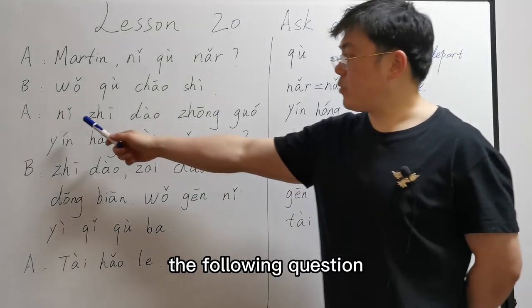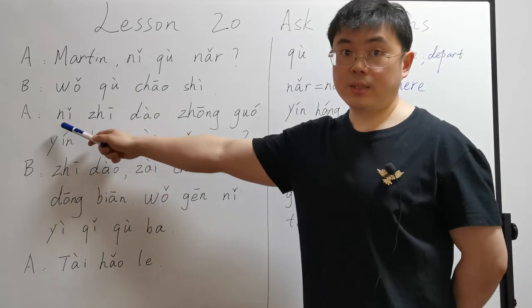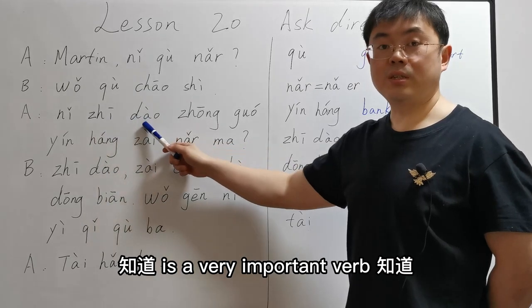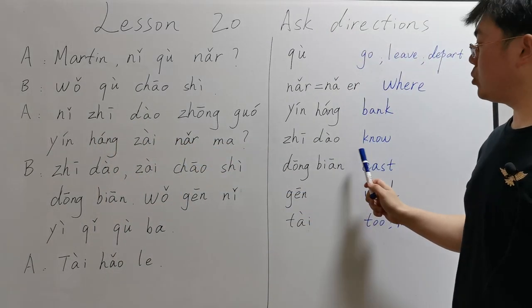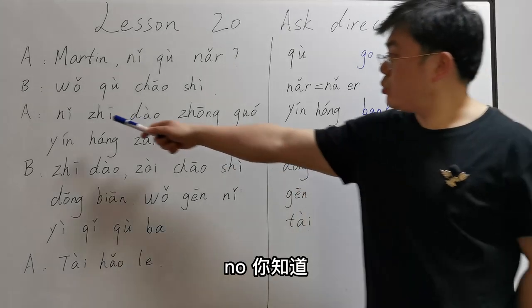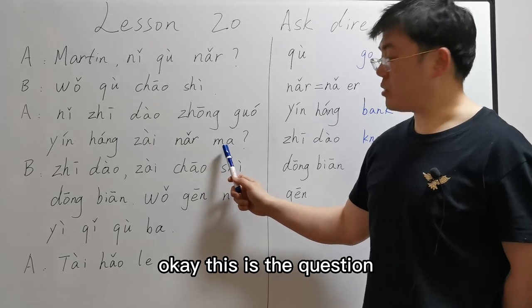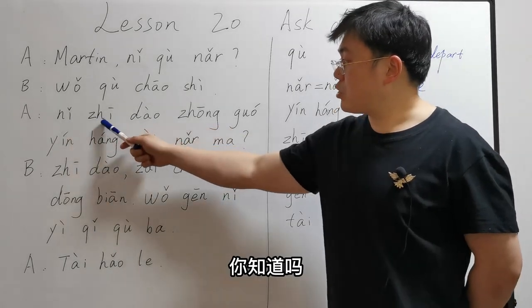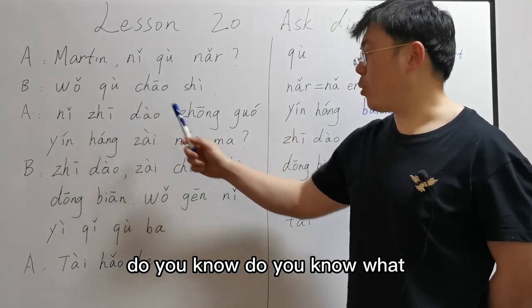Okay, the following question. 你知道, 你 means you. 知道 is a very important verb. 知道, here it means know. 你知道, okay? This is the question word, 吗. 你知道吗? Do you know?